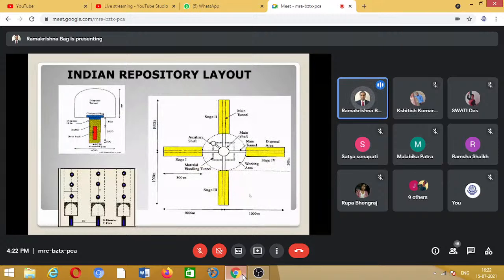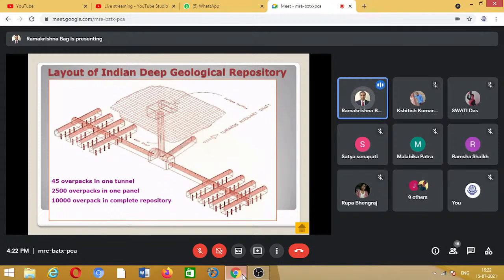This is the layout of the Indian disposal repository, the same thing which I have already shown in several pictures. In the Indian waste disposal program, initially it has been planned to have 10,000 overpacks. That means 10,000 canisters to place in the disposal facilities. And as far as site selection is concerned, it has been planned probably in the desert areas of Rajasthan, so that in case there is any issue, it will not affect human beings.